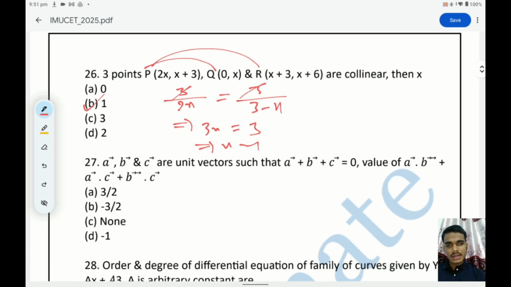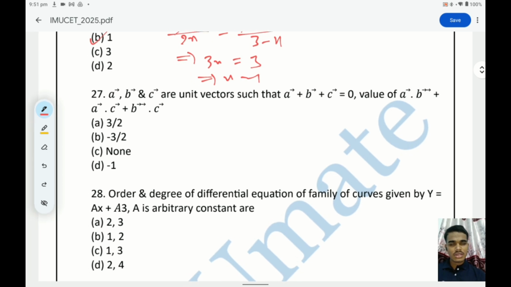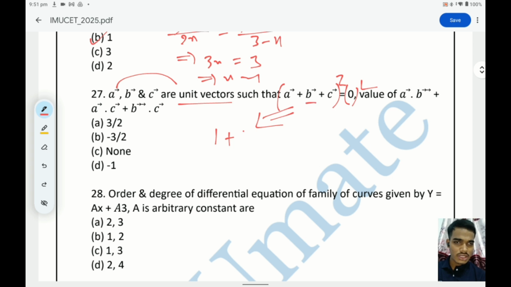Now for question number 27, a, b, c are unit vectors. It means their magnitudes are 1, and a plus b plus c is given 0, and we have to find the sum of dot products. If we take the whole square of this, we will get magnitude of A square, which is 1 because of unit vector, plus magnitude of B square, that is 1, magnitude of C square, that is 1, plus 2 into the sum of dot products. Suppose this is x, so we will get 2x, and the RHS is 0.